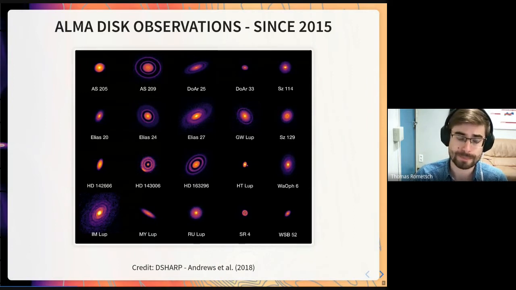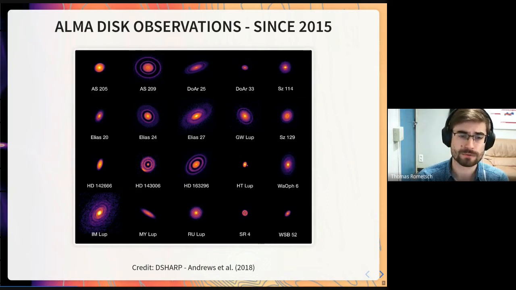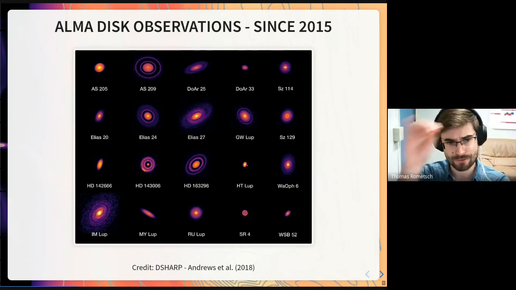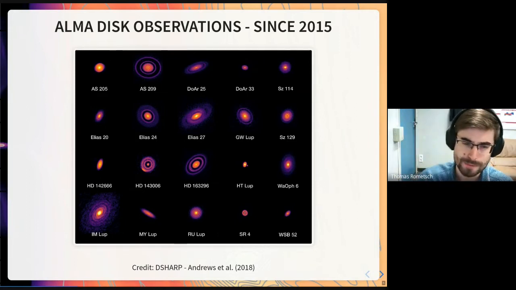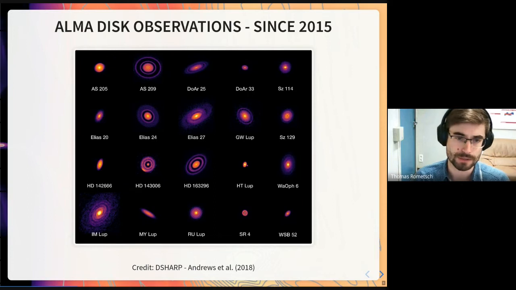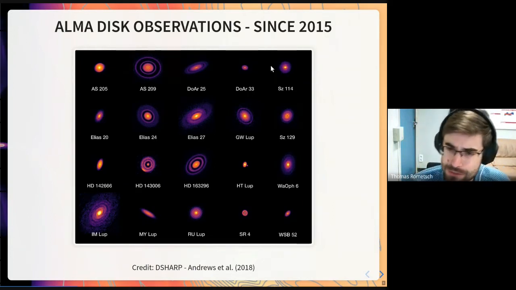ALMA is a radio telescope array in the Atacama Desert. You have about 50 or 60 radio telescopes there, and you can interfere the signals. As the Earth rotates, you can cover essentially all the UV coverage space, and that's the Fourier transformation of an image. So you observe with these radio telescopes, and you Fourier transform, and you get images like this.